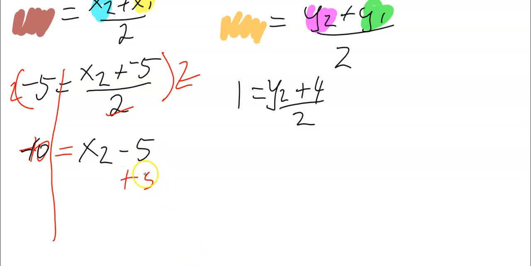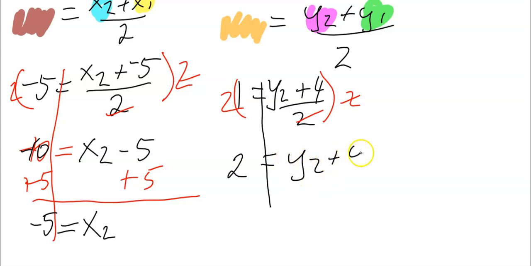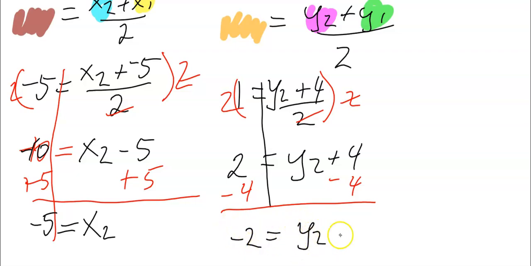I can add 5 to both sides. -10 plus 5 is -5 equals my second x value, which is what I want. Up here, let's multiply both sides of this equation by 2. So these 2's will cancel out. 2 times 1 is 2. Those 2's are now gone. So second y plus 4. Subtract 4 from both sides. 2 minus 4 is -2. That equals y sub 2.